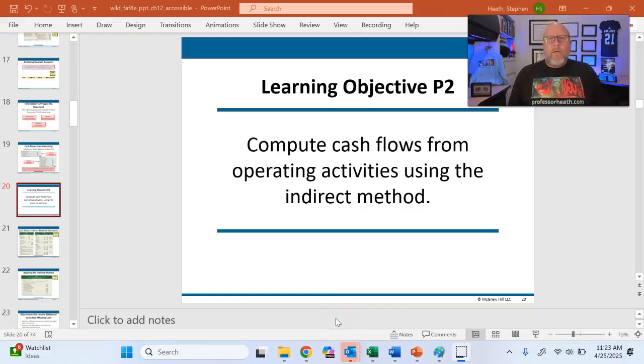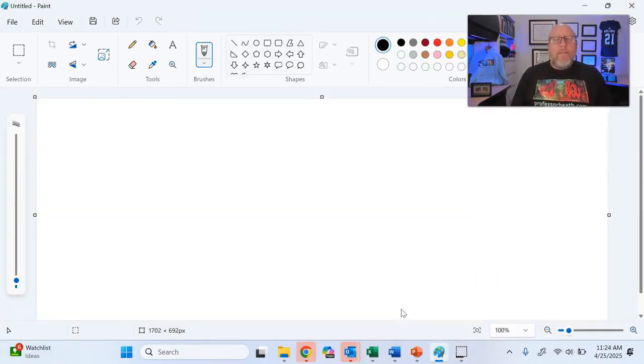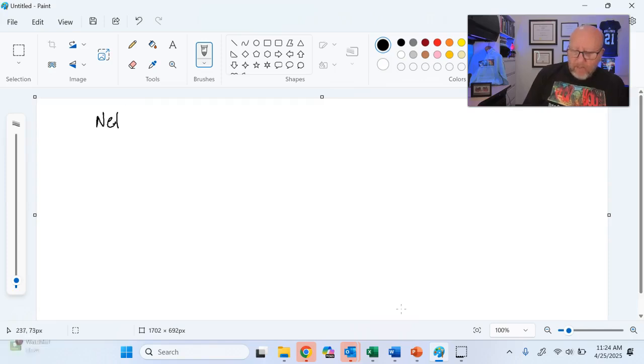Okay, moving on. Cash provided from operating activities using the indirect method. I really don't like the slides so much, so for a little bit I'm at least going to do it my own way. Okay? So cash provided from operations using the indirect method. We are going to start with net income. Net income is our starting point.